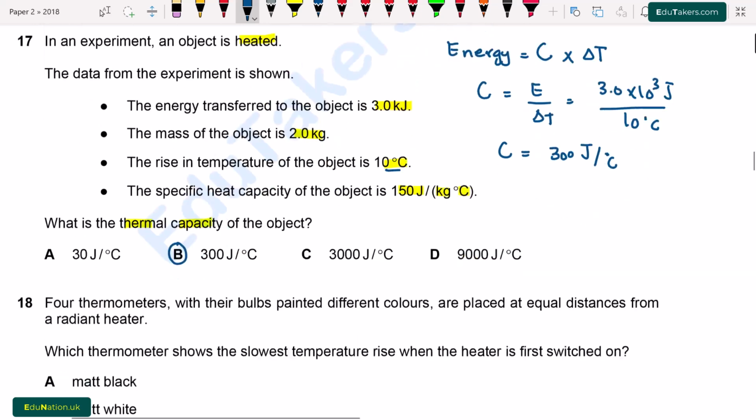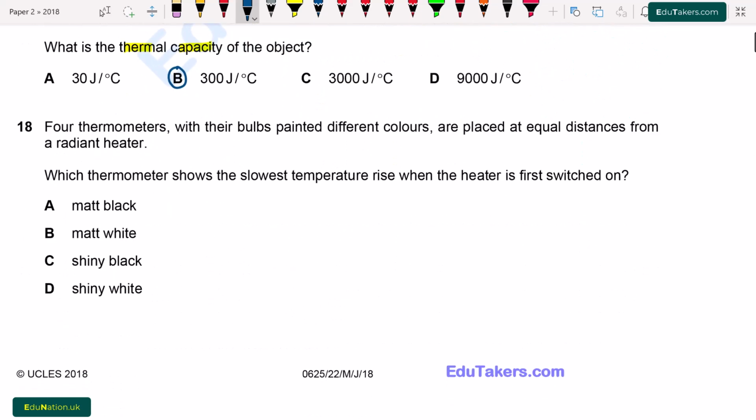Question number 18. Four thermometers with their bulbs painted with different colors are placed at equal distance from a radiant heater. Which thermometer shows the slowest temperature rise when the heater is first switched on? Option A, matte black, B, matte white, C, shiny black, D, shiny white.